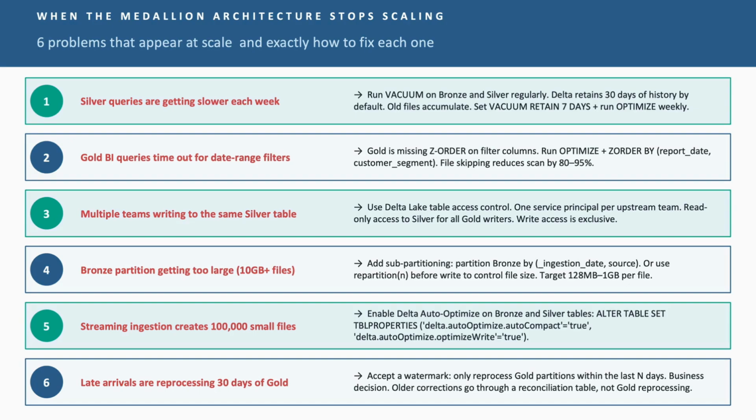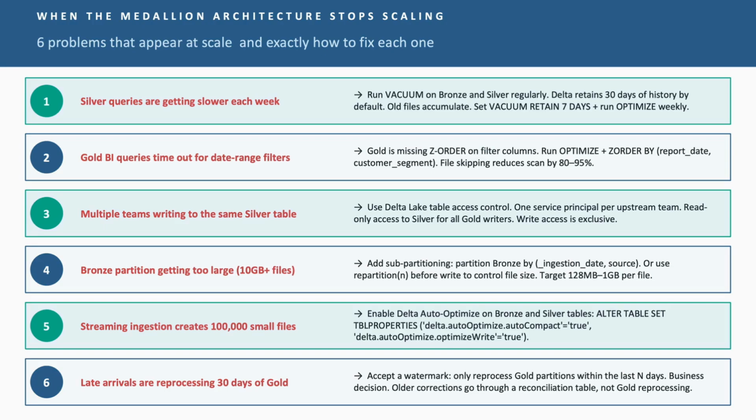Problem 3, multiple teams are writing to the same silver table. The fix is Delta Lake table access control. One service principal per upstream team. Write access is exclusive. Only the owning pipeline writes to silver. Other teams get read-only access. Concurrent writers without access control cause data corruption.